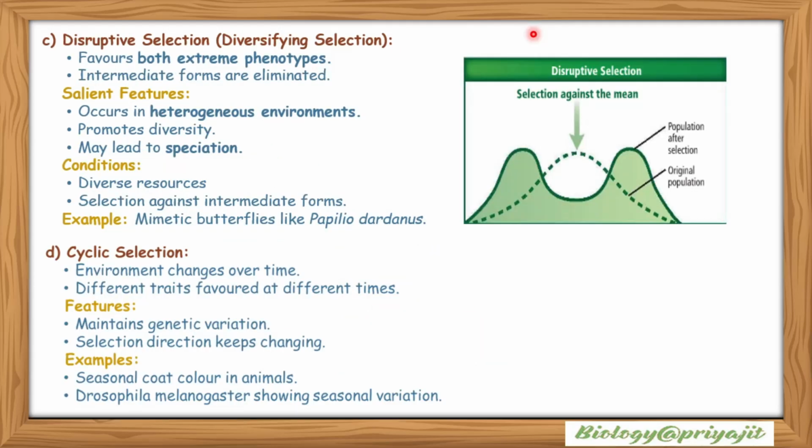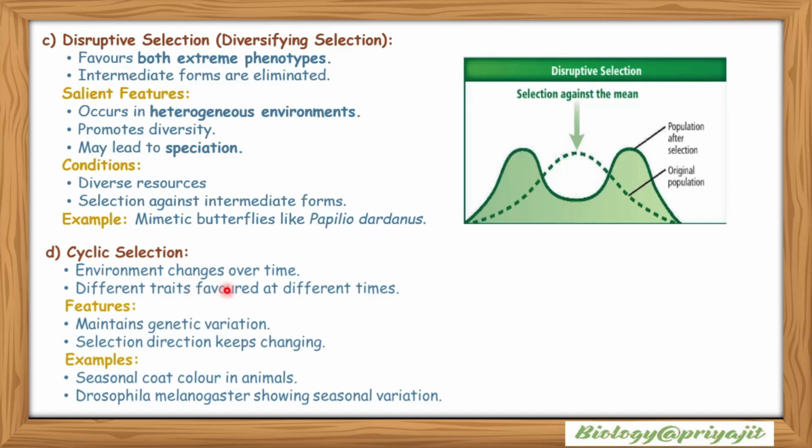Disruptive selection, or diversifying selection, favors both extreme phenotypes, as the image is showing here. Intermediate forms are eliminated in this type of selection. Salient features: it occurs in a heterogeneous environment. It promotes diversity and may lead to speciation. Conditions: it operates in diverse resources and the selection occurs against intermediate forms. Example: mimetic butterflies like Papilio dardanus.